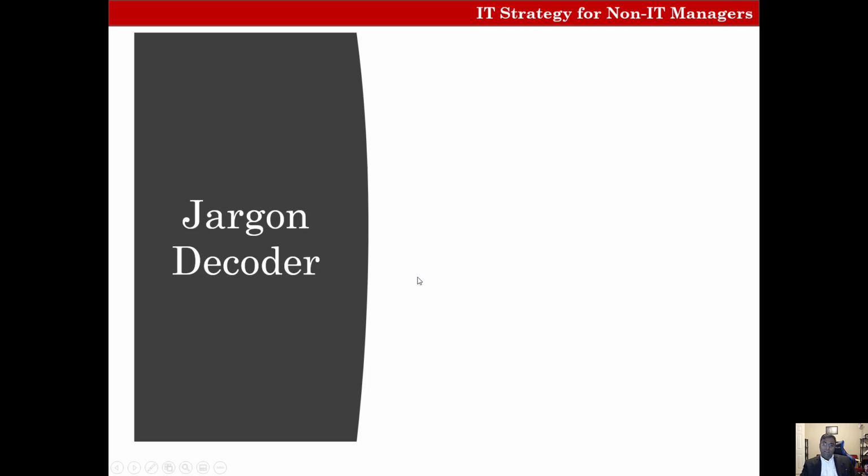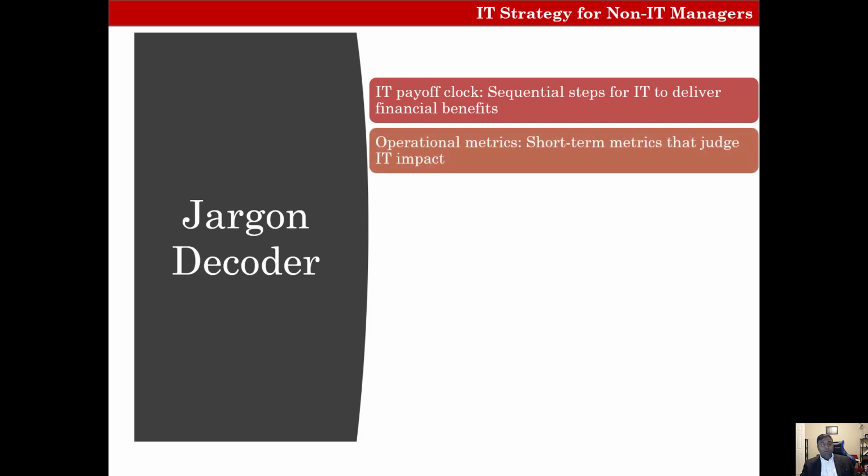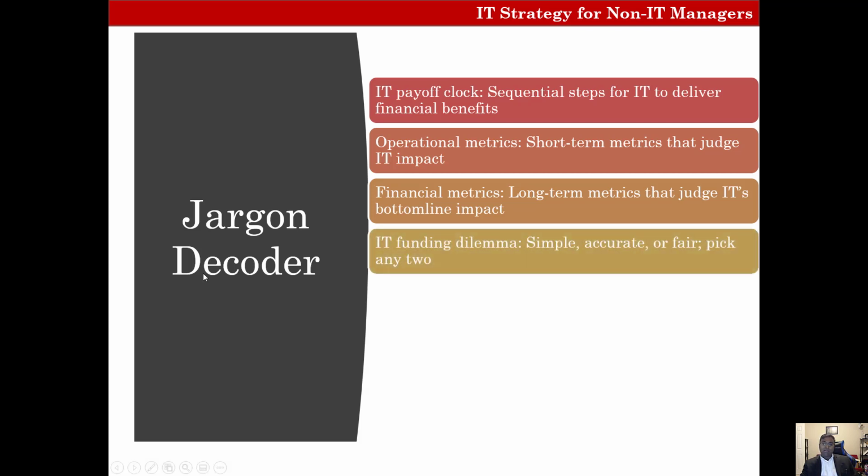So let's start off again with the jargon decoder. The IT payoff clock, which is a word we'll use, is the sequential steps for information technology to deliver financial benefits. Operational metrics are the short-term metrics that judge IT impact. Financial metrics are the long-term metrics that judge IT's bottom line impact.